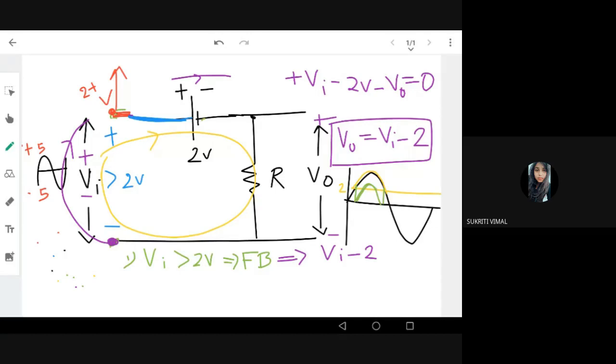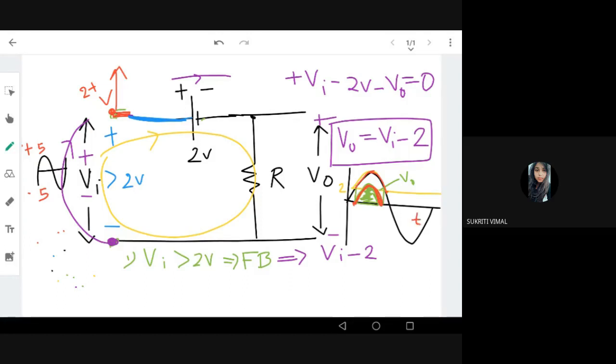This is the portion where my output equals input minus 2, shown in green. This is Vout, that is input minus 2 volt. When the input is at 2 volt, my output will be 0, at this point. The output keeps increasing, but a 2 volt difference is always there. Again, when the input comes back to 2 volt, the output goes back to 0 volt. This is my Vinput minus 2 volt, and this is time.